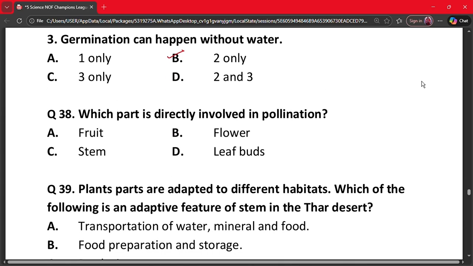Our next question is question number 38. Which part is directly involved in pollination? A. Fruit, B. Flower, C. Stem, or D. Leaf. The correct answer is option B. Pollination happens in the flower's male and female reproductive parts. So flower is mainly involved in pollination.